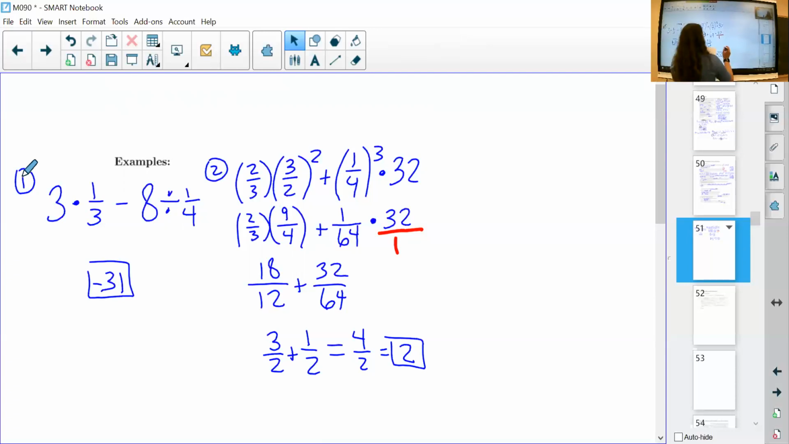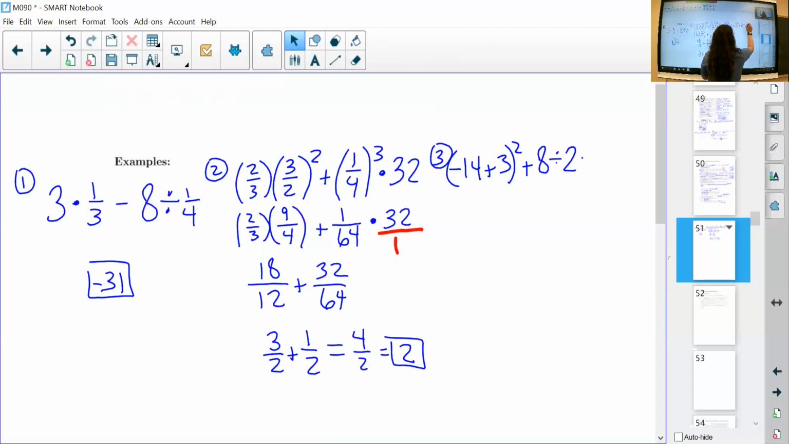Number 3. Example 3. Negative 14 plus 3 squared plus 8 divided by 2 times 4. Got a few things going on. Notice that you cannot just square the insides. You have to figure this out first, then square whatever you get from this. Notice also, remember that multiplication and division, division and multiplication, they're the same. So how do we, the same priority level, how do we decide which one to do first and which one to do second?